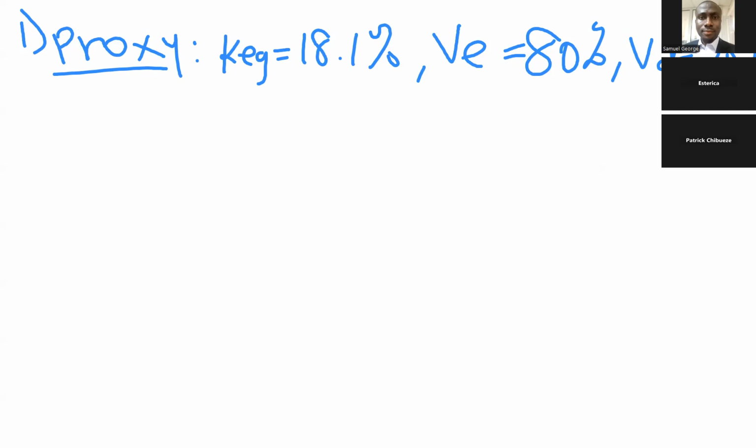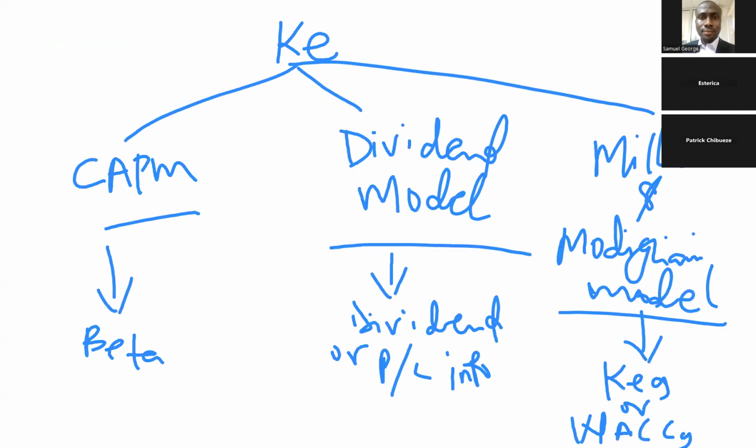Now remember what I said: the information you have will determine what you're going to do. We cannot use CAPM here because we don't have beta. We can't use the dividend model, because we don't have a Gordon dividend or whatever. So it is Miller and Modigliani we are going to use, since we have cost of equity geared.